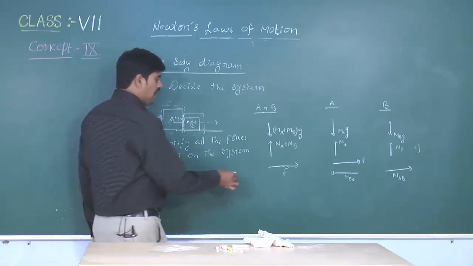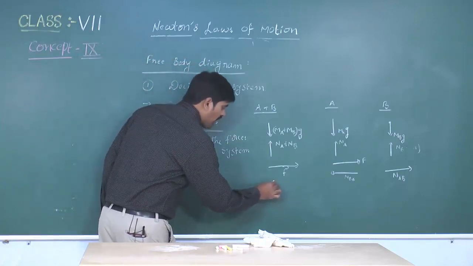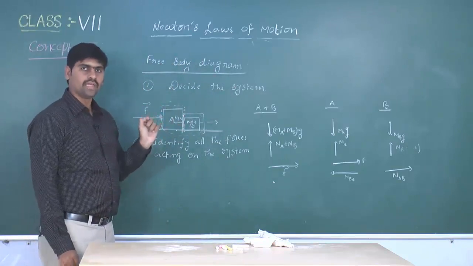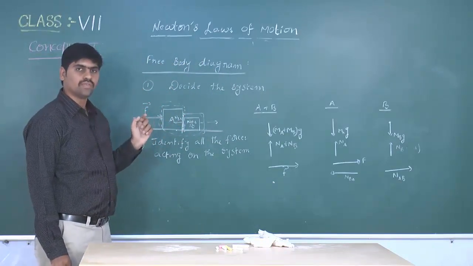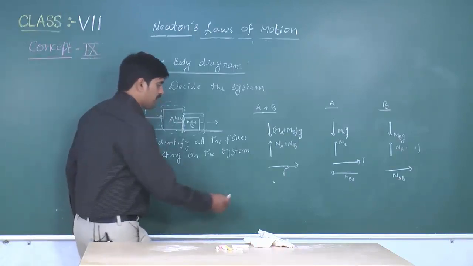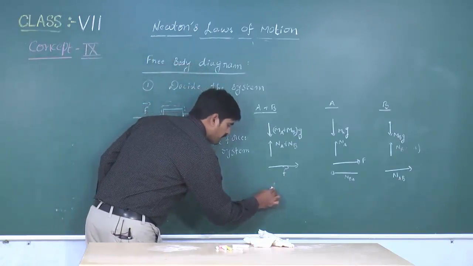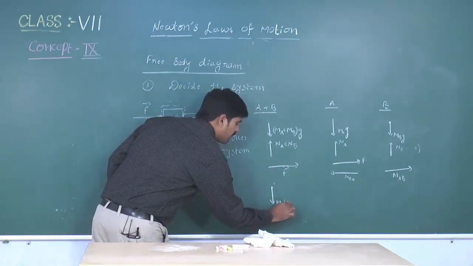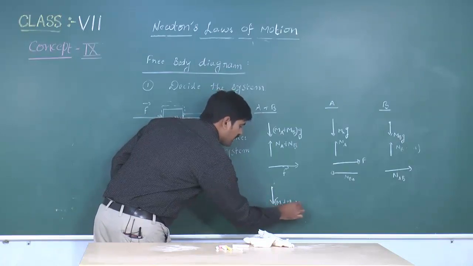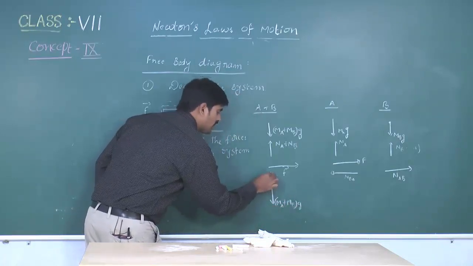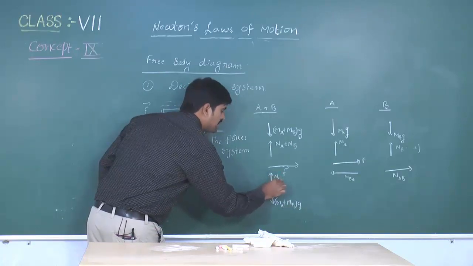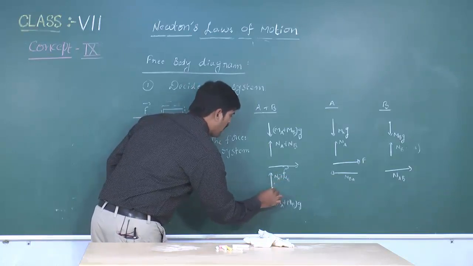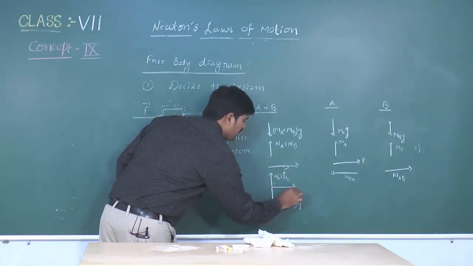Now, after this, you have to represent all the forces. You treat the entire system as one point and represent all the forces vectorially on that system. That means (mA plus mB) into g in downward direction and NA plus NB in upward direction, and the applied force in this direction.